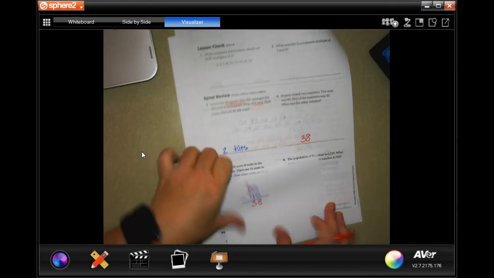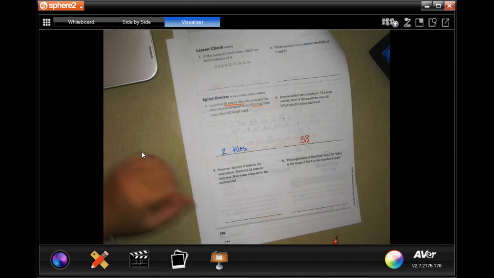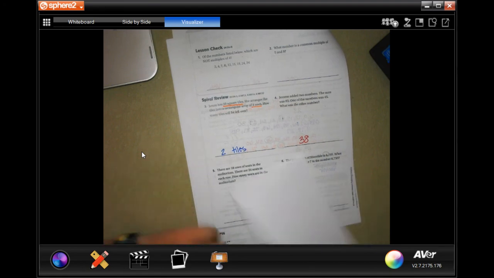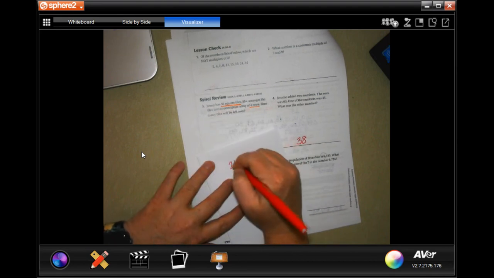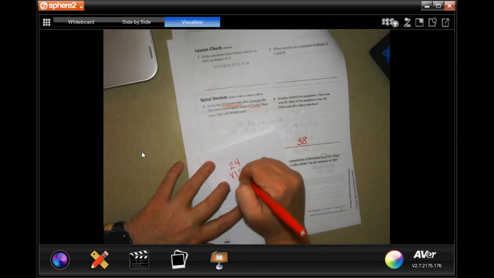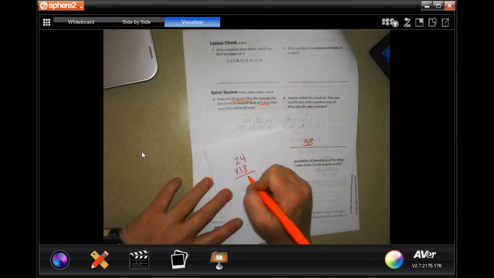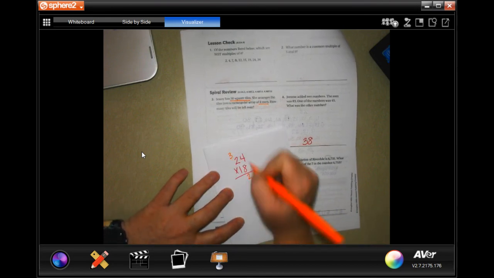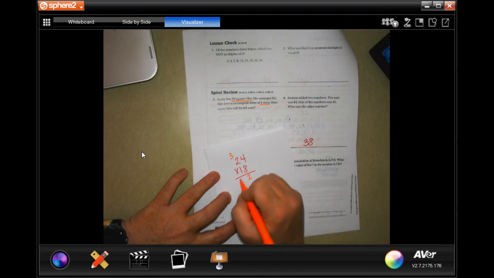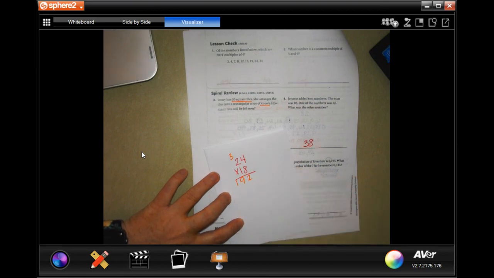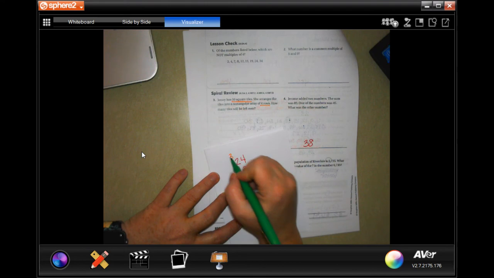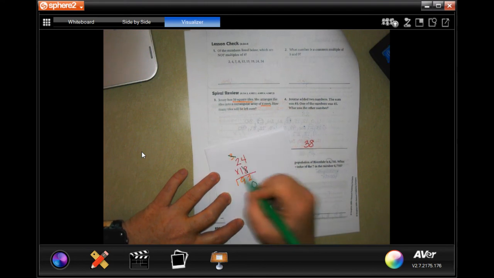Okay. All right. There are 18 rows of seats in the auditorium. There are 24 seats in each row. How many seats are in the auditorium? Well, 24 times 18. Do it. 8 times 4 is 32. Carry the 3. 8 times 2 is 16 plus 3 is 19. Tic-tac-toe, and then 1 times 24 is 24.